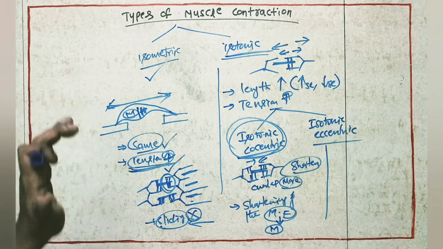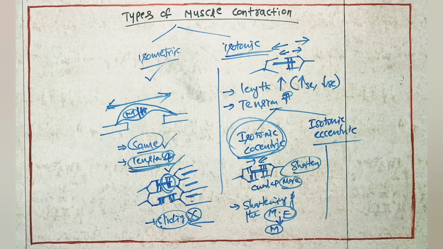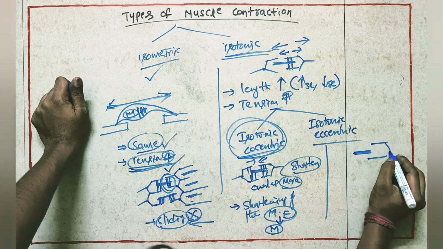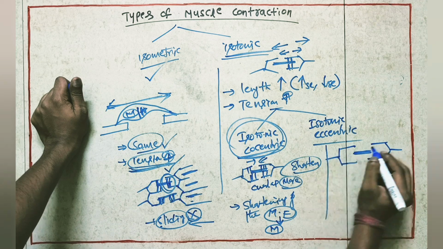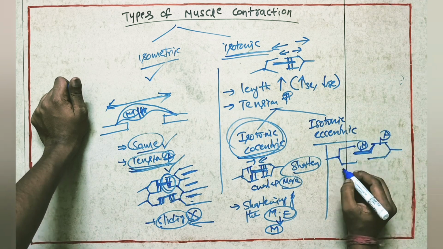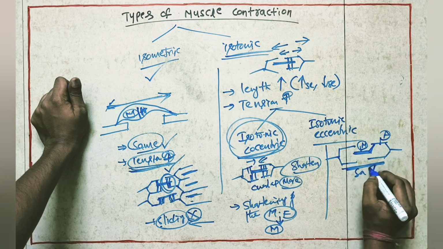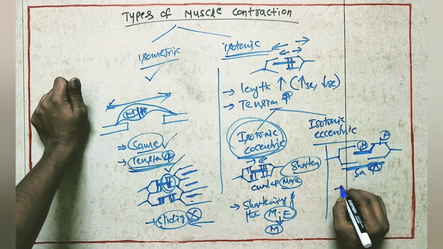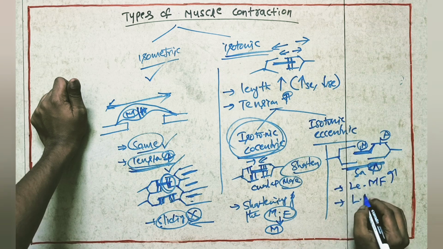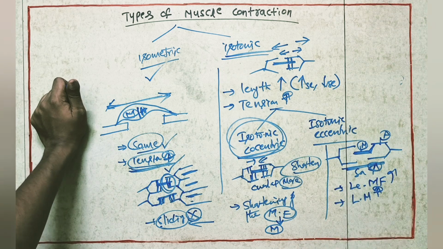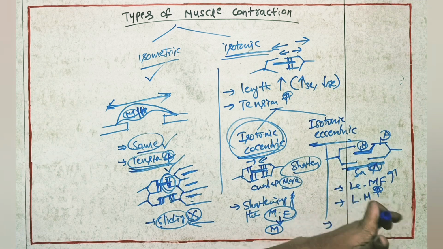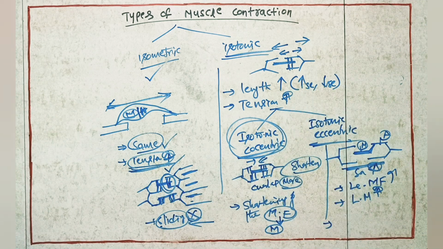Now we will come to isotonic eccentric contraction. Here eccentric contraction means here the gap between myosin and actin, there is no overlap between the actin and myosin. So that the length of the sarcomere will increase. So that length of muscle fiber will increase. Finally, length of muscle will increase. This is nothing but eccentric contraction. Here the length of the muscle will increase. This is isotonic eccentric contraction.